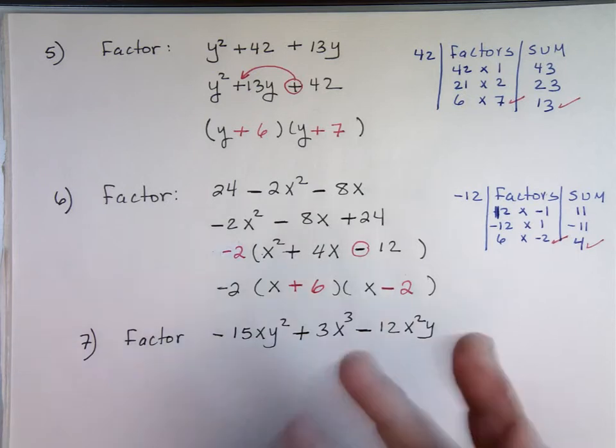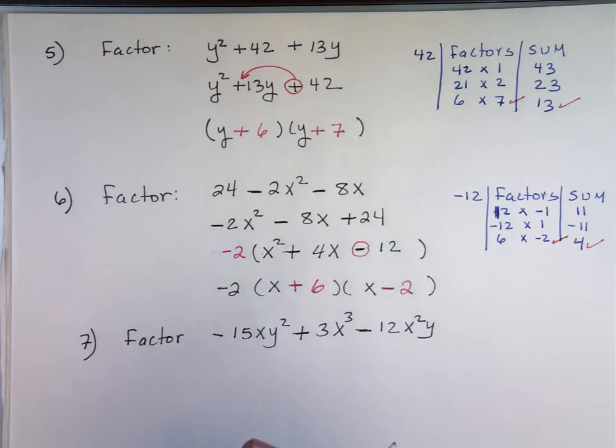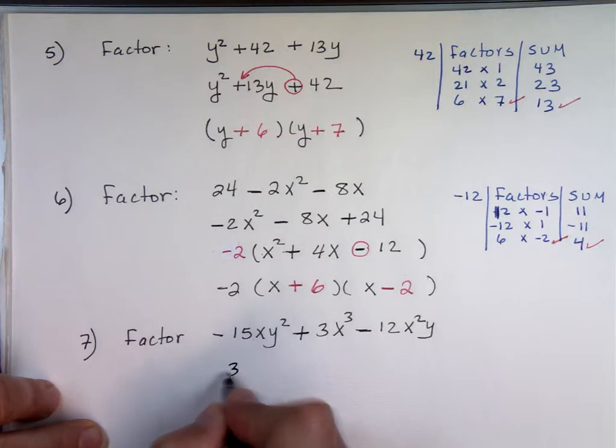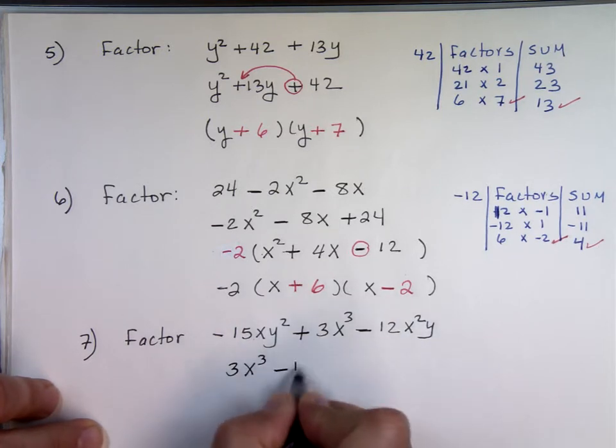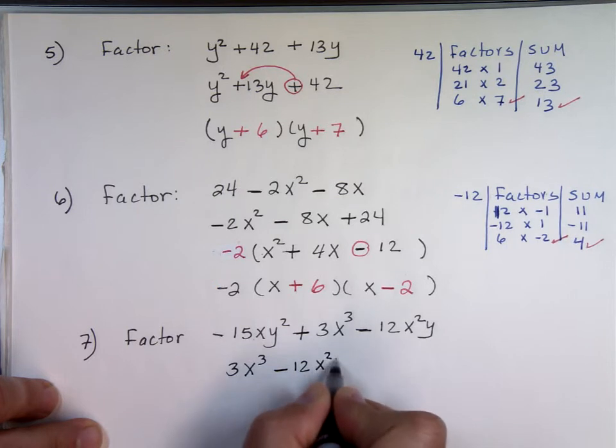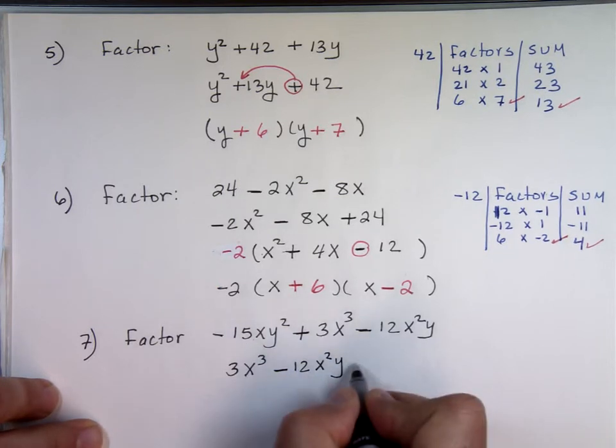So let me rewrite that problem in descending power. The highest power of x is 3, then 2, then 1. So I write this one first because that's the highest power of x. This is second. And this is the last one because that's the lowest power of x.